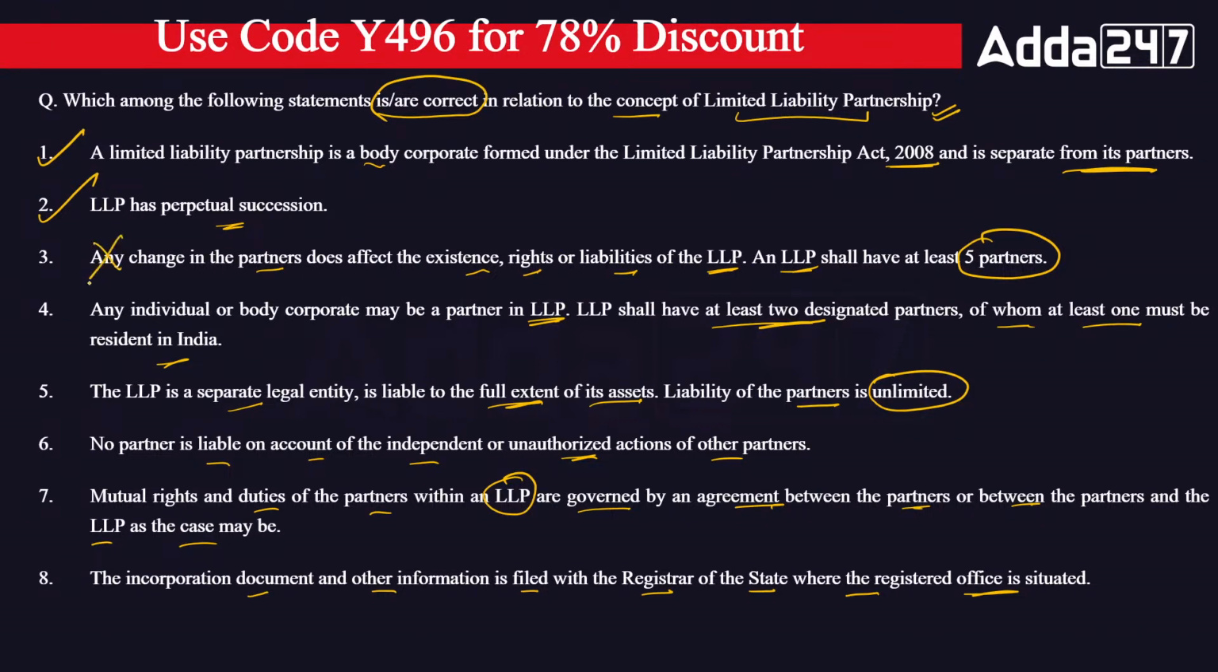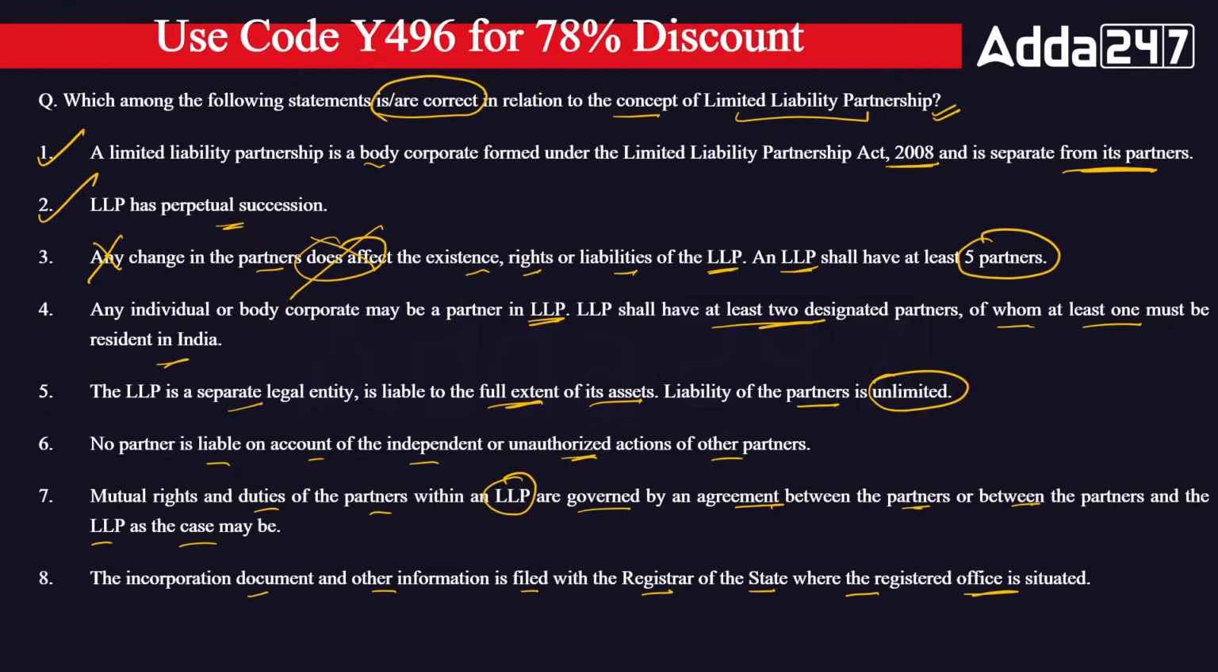The third statement is not correct because LLP is a separate legal entity, completely separable from its members. So why is the third statement wrong? Because LLP is a separate legal entity that is completely separable from its members. So any change in members or partners does not affect the liability or existence of the LLP, but it is saying it does affect. That's why it's wrong. The third statement is wrong.